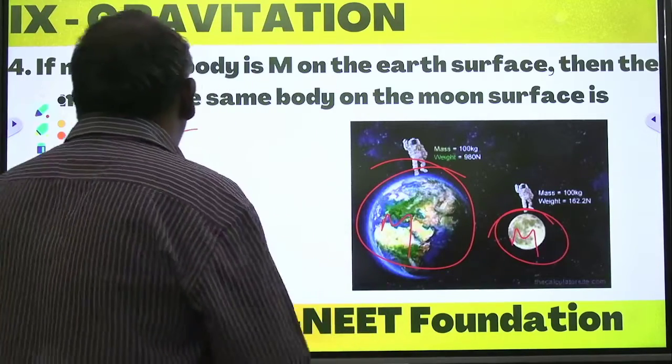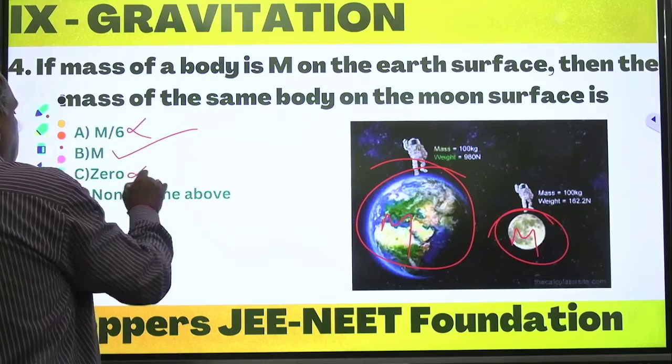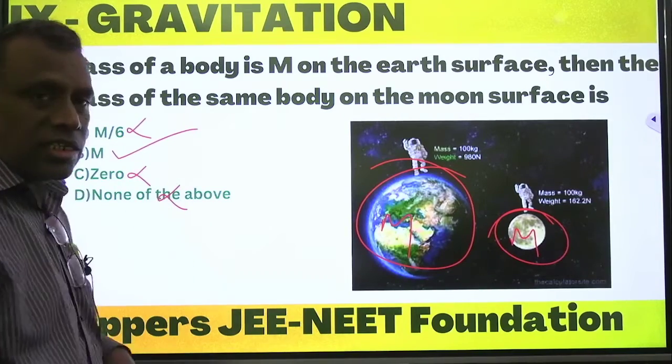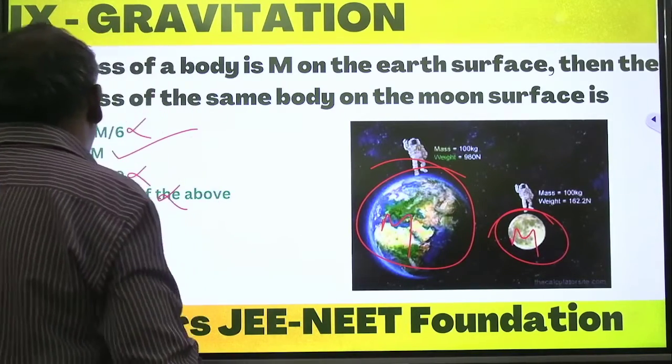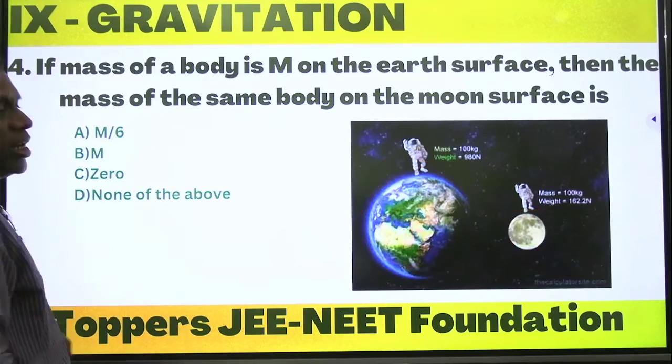So that's why capital M is the right answer. M by 6 and 0, none of the above, all these are wrong answers. So option B is the correct answer. So we'll go to the next question.